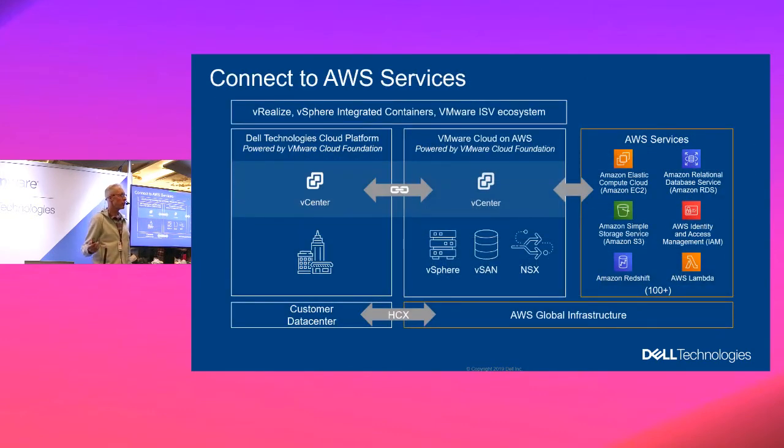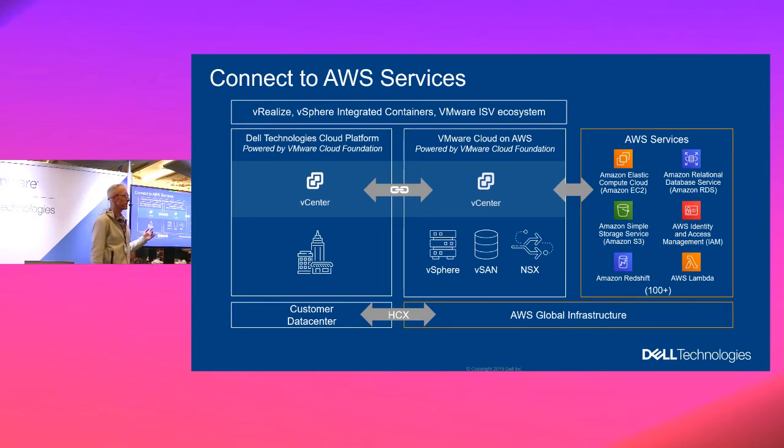So how do we connect to AWS and Amazon Web Services in this? If this is your on-prem infrastructure, this might be Dell Technologies Cloud Platform with VxRail running on-prem. This is VMware Cloud on AWS, which is essentially a VMware cluster running inside the Amazon data center. And what's cool about this is it takes the full VMware vSphere software-defined data center and runs it inside AWS.